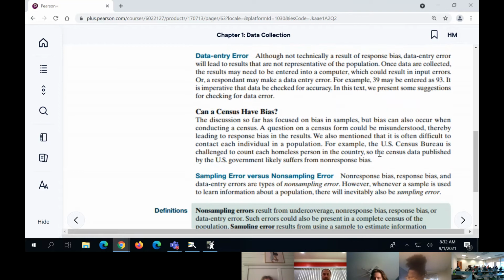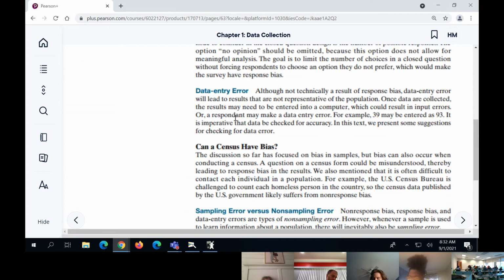Data entry, we talked about that. That could be with transposing a number or having a graphic not look the way you want it to look.